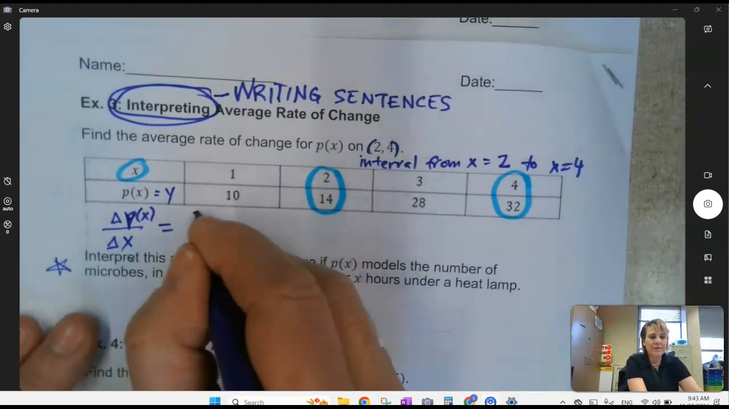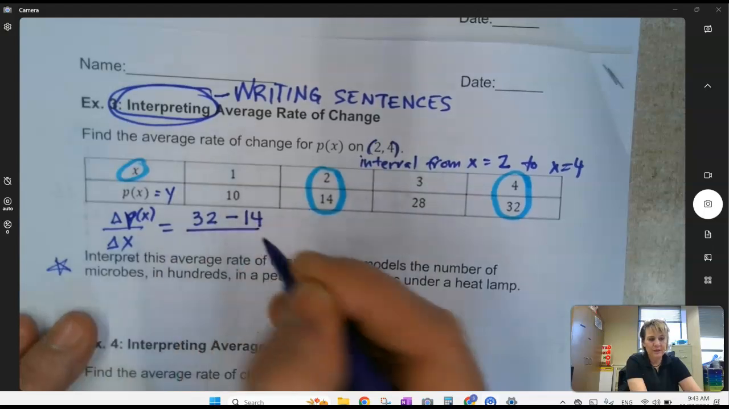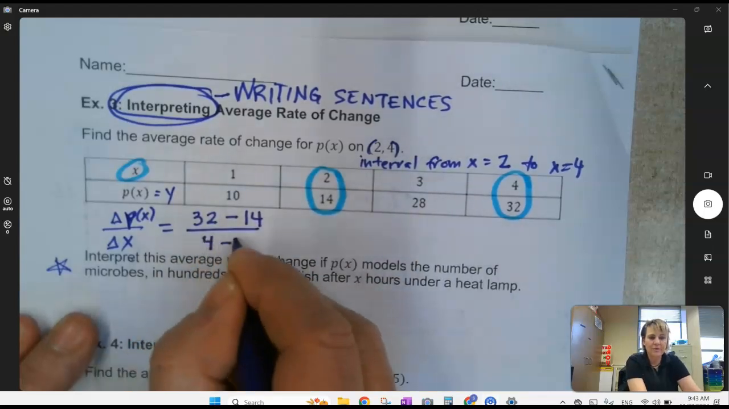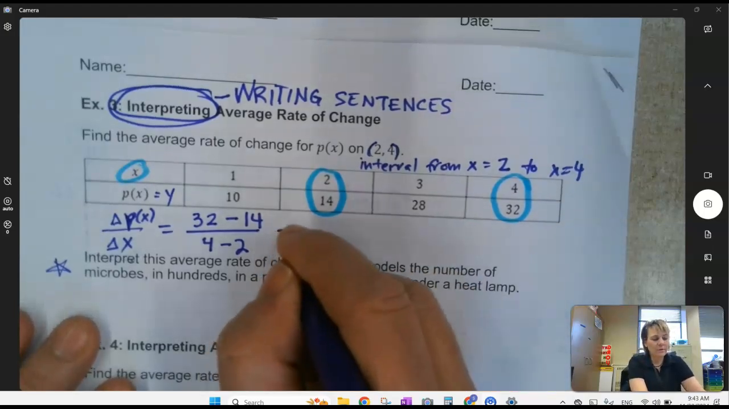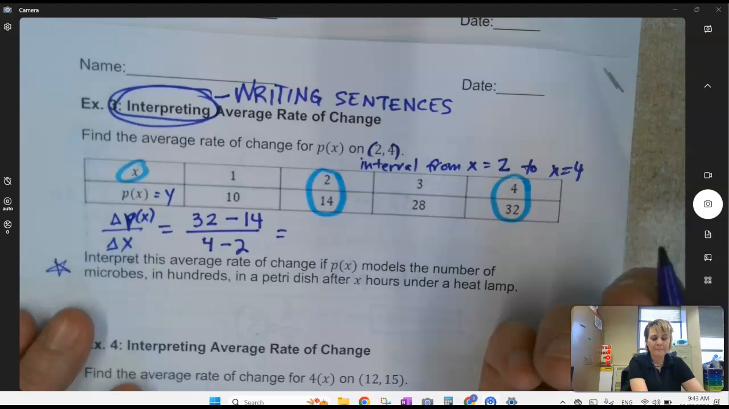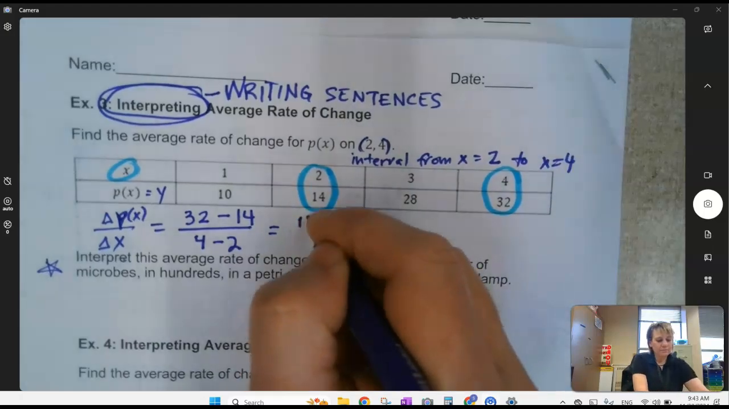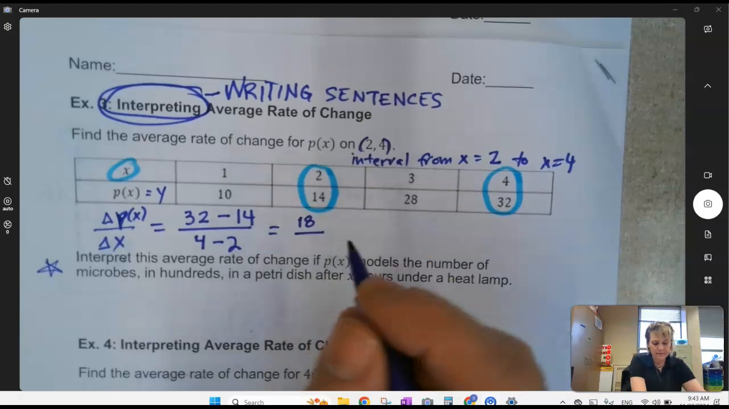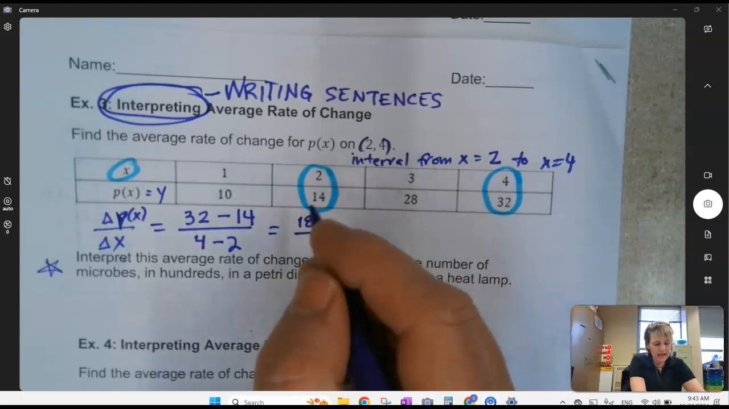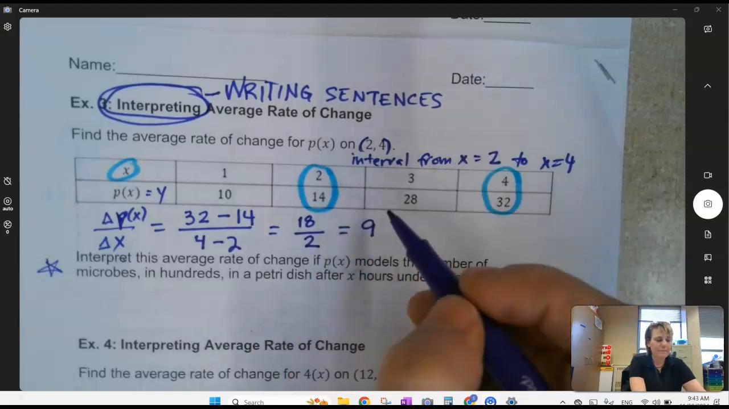So change in the vertical values versus the change in the horizontal values. I'm putting the larger number first, or we're doing x2 minus x1. So 32 minus 14 gives me 18. And 4 minus 2 gives me 2. So my average is 9.